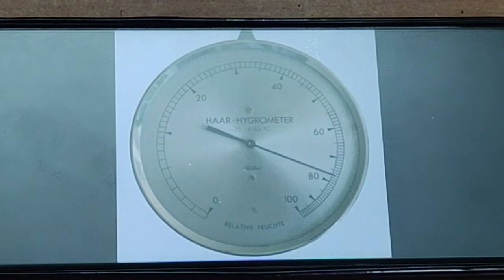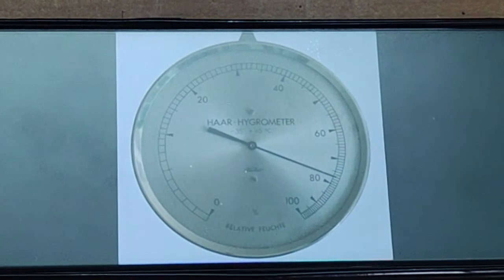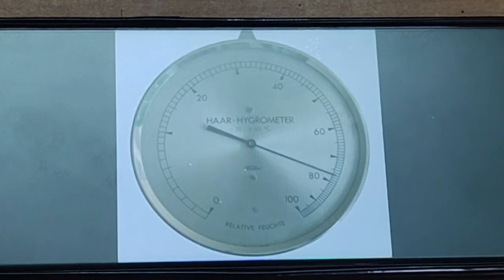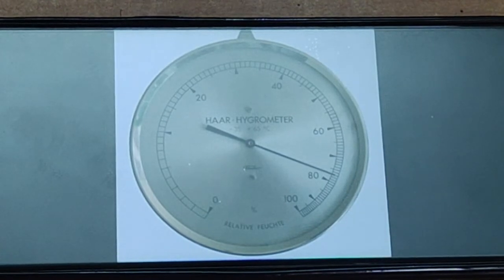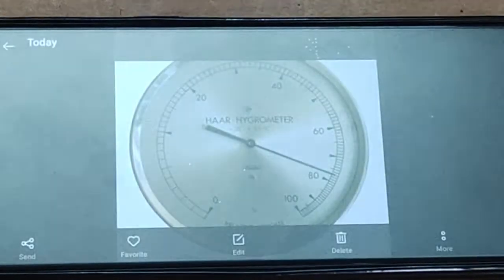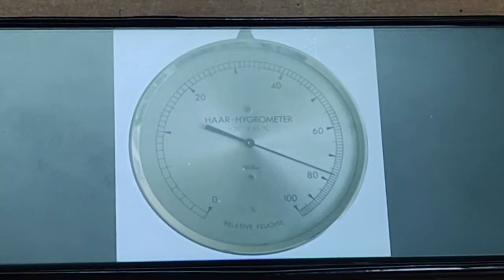Okay, this is the humidity measuring instrument. Humidity is measured by the hygrometer. This is the picture of the hygrometer. Humidity refers to the degree of water vapor present in the atmosphere in gaseous form. That is called humidity. Actually, we call it ஈரப்பதம், that is called humidity.